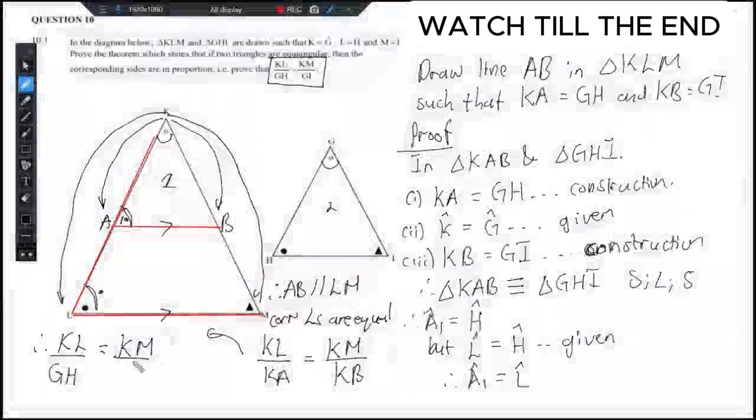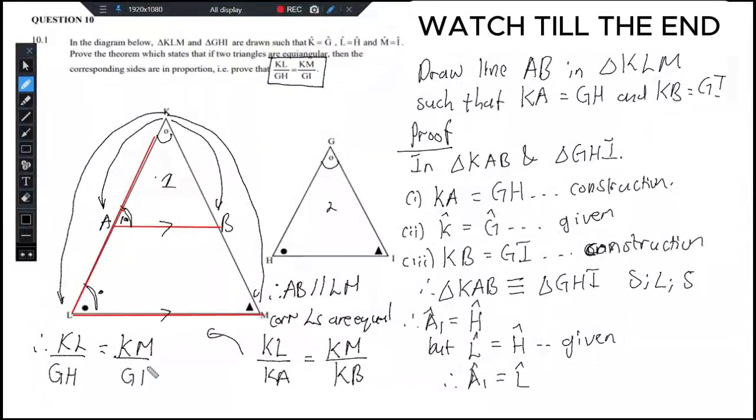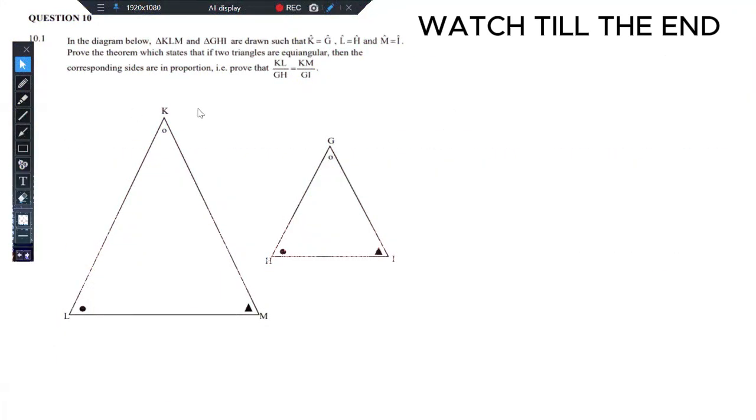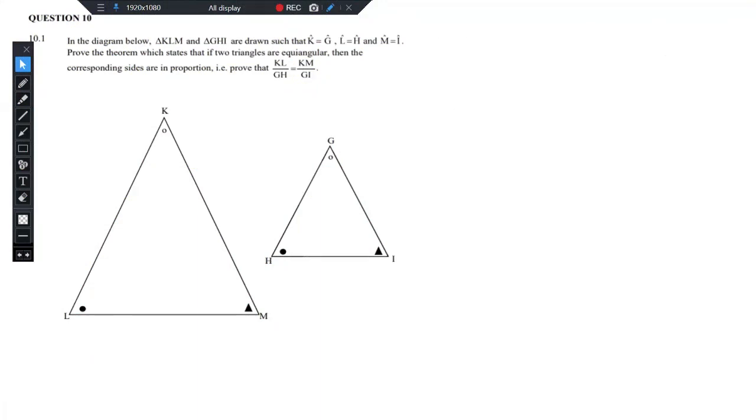KM over GI. And then just like that, we have proven the theorem. Now understand this. When you prove this theorem, you don't prove it based on similar triangles.